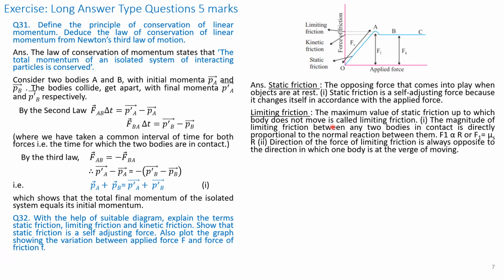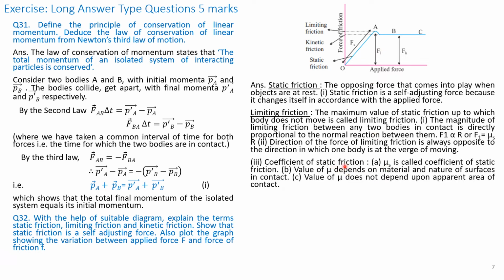The magnitude of the limiting friction between two bodies in contact is directly proportional to the normal reaction between them. F_l is proportional to R, the normal reaction, or F_l is equal to mu_s into R. The direction of the force of limiting friction is always opposite to the direction in which the body is at the verge of moving. So the direction of the friction force opposes the direction of movement. Mu_s is called the coefficient of static friction. The value of mu depends on the material and nature of the surfaces in contact. The value of mu does not depend on the area of contact.